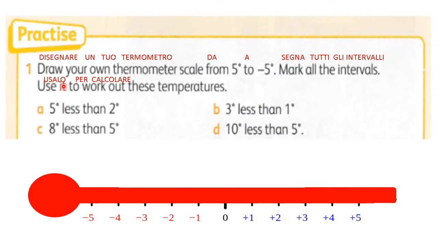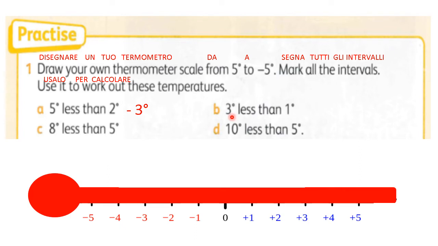Now let's check your answers. Draw your own thermometer scale from 5 to -5. Mark all the intervals. Use it to work out these temperatures. 5 degrees less than 2 degrees. So we start at 2 degrees and we count back 5: -1, -2, -3, -4, and -5. So 5 degrees less than 2 degrees is -3 degrees.